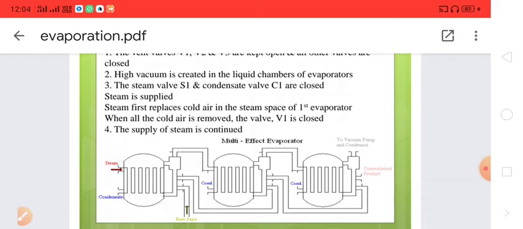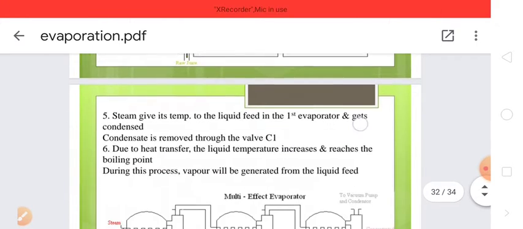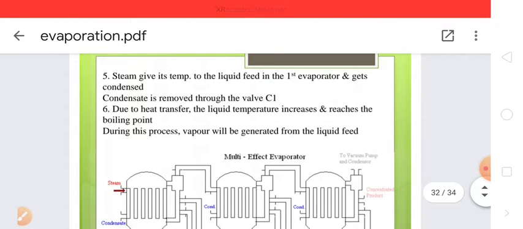Steam is supplied. Steam first replaces cold air in the steam space of the first evaporator. When all the cold air is removed, the valve V1 is closed. The supply of steam is continued. Steam gives its heat to the liquid feed in the first evaporator and condenses. Condensate is removed through the valve C1.